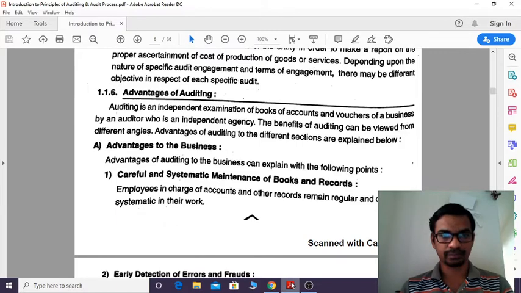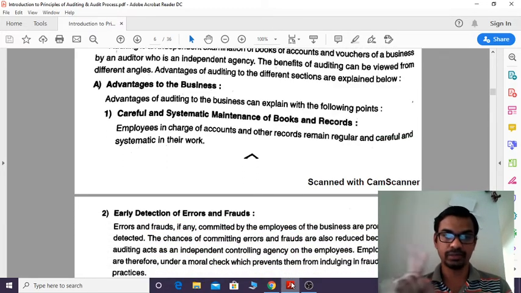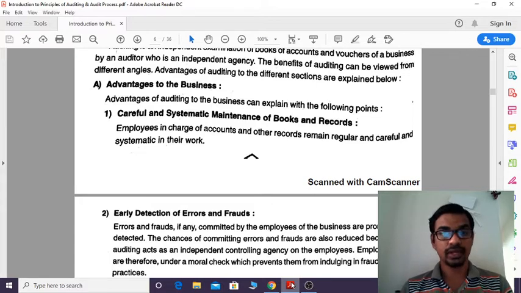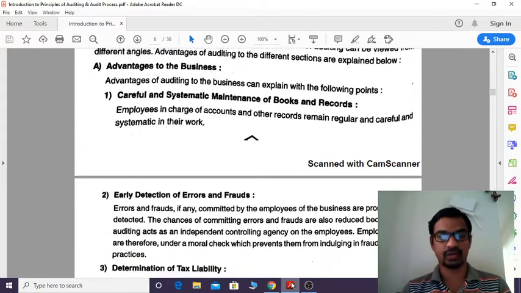Now the next part, it is what? Advantages of the auditing. So auditing is a very good process for the business organization, and certain kinds of advantages are there. There are categories of the advantages. First category, that is the advantages to the business. So number one, careful and systematic maintenance of books of records. The books of records maintained by the employee, meaning by the accountant, are verified at regular intervals and in a regular manner. Therefore, whenever these records are prepared, the accountant prepares the record very carefully. That is the first kind of advantage to the business.